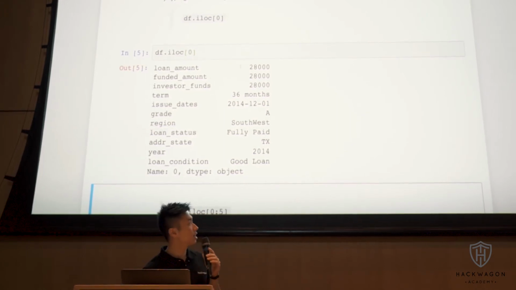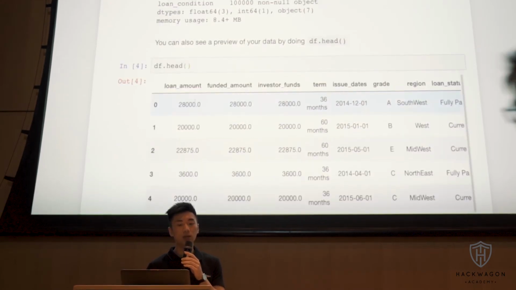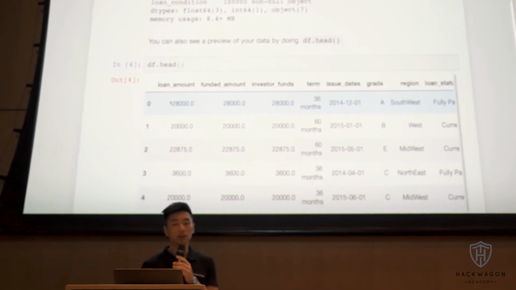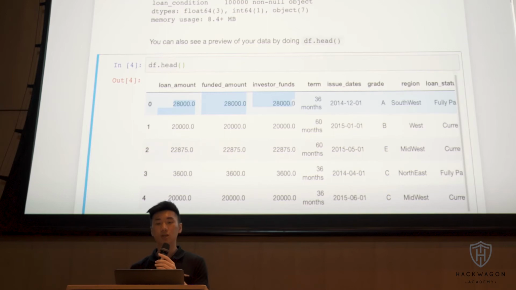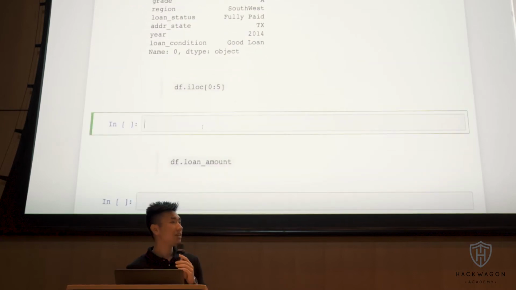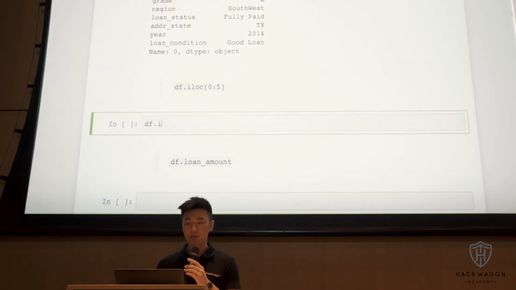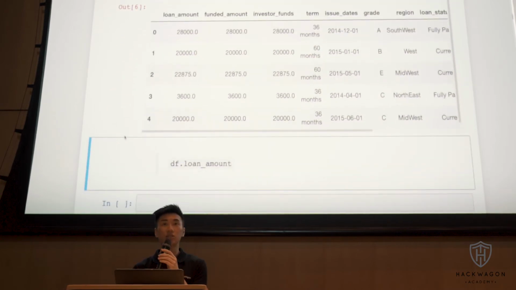You can see here that the loan amount, funded amount, and investor funds are 28,000. If you look at my table, you'll see that this is the exact same row. So all I did was to programmatically access the first row. Next, df.iloc[0:5] gives me the first 5 rows. And it is as shown.